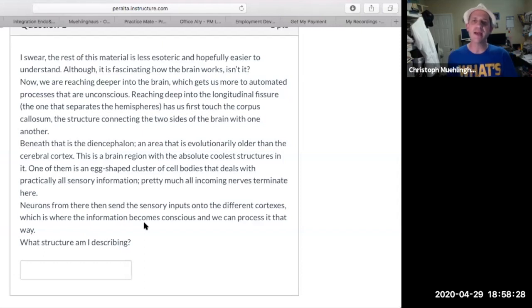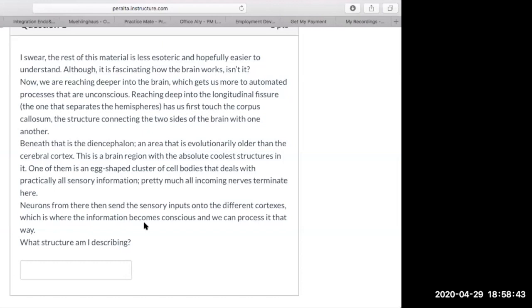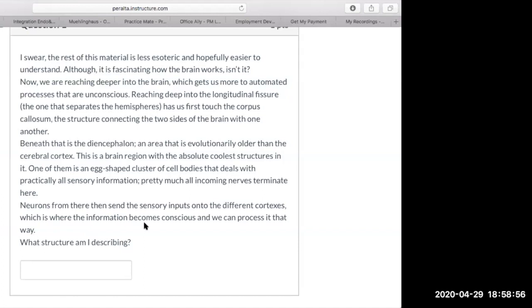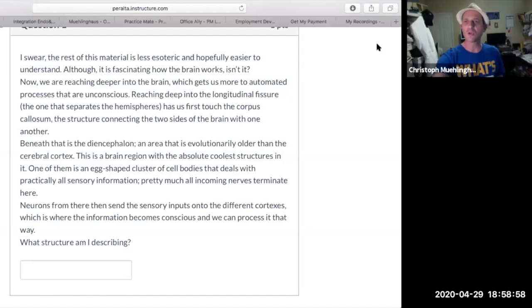Beneath that is the diencephalon, which is an area that is evolutionarily older than the cerebral cortex. This is a brain region with the absolute coolest structures in it. One of them is an egg-shaped cluster of cell bodies that deals with practically all sensory information. Pretty much everything coming into the body terminates there, except that smell that we talked about. Neurons there send information to the different cortices, which is where information becomes conscious, and we can process it that way. What structure am I describing?